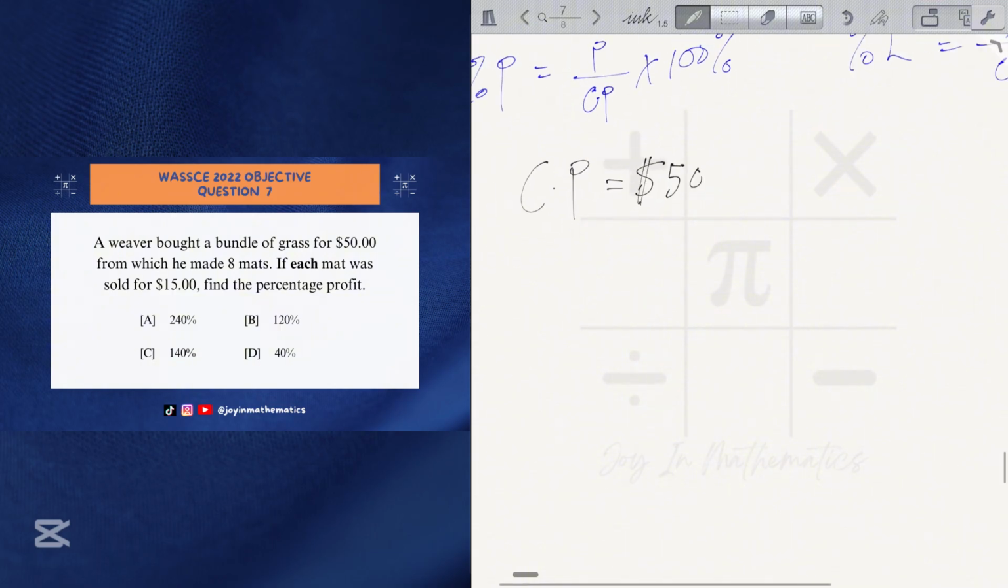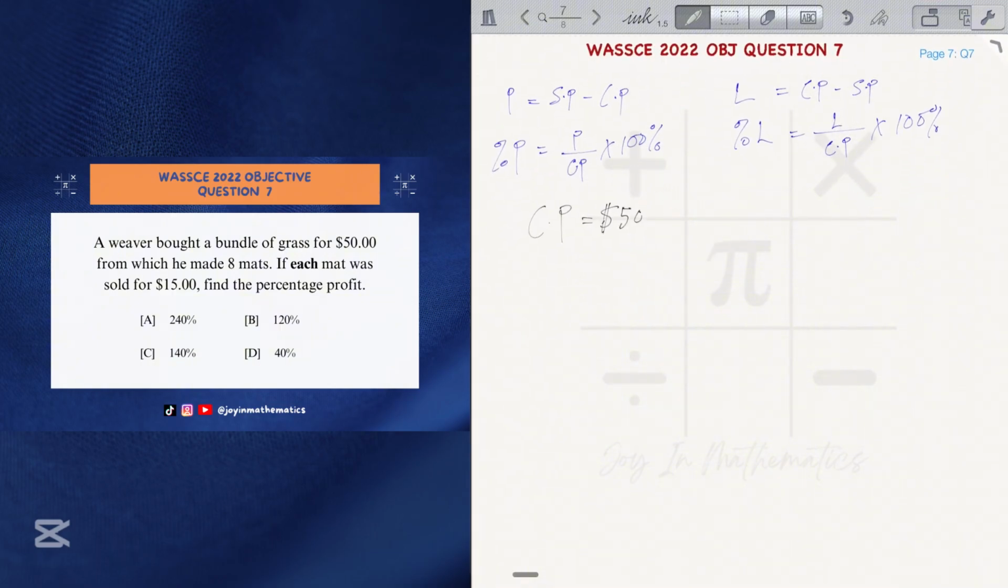Now, if the weaver bought it for $50 and out of that bundle of grass, he sold 8 mats. So he sold 8 mats at the rate of $15. So let's write it here. Sold 8 mats at the rate of $15. Therefore, the selling price will be equal to $15 multiplied by 8. And 15 multiplied by 8 will give us $120. So now we have the cost price and we have the selling price.